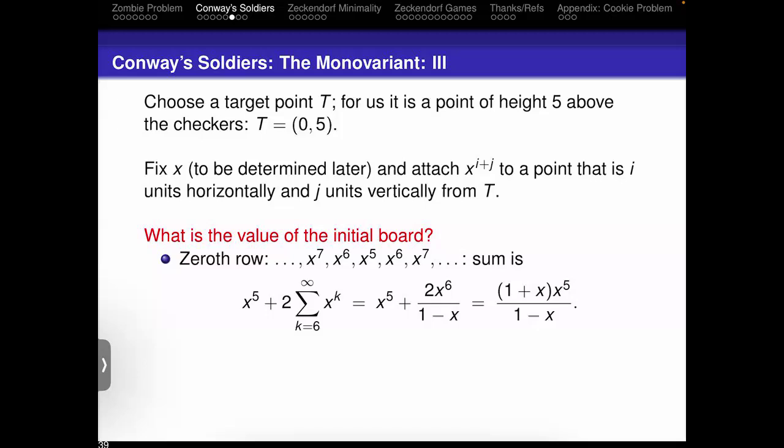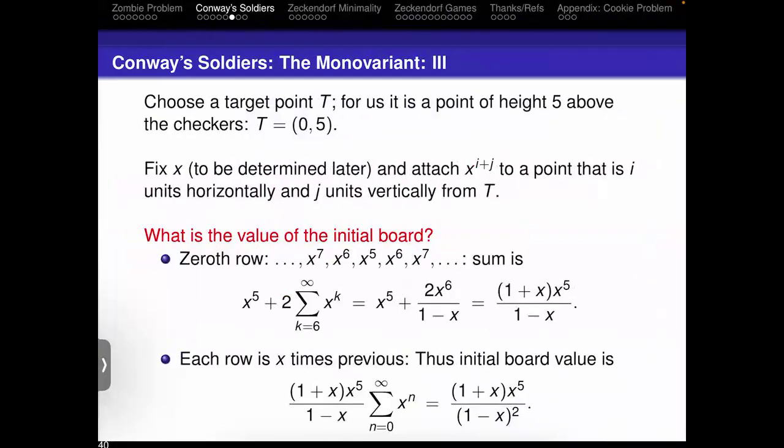It's just going to be the 0th row times x. And what about the negative second row? What will that be? Negative first row times x, or the 0th row times x squared. And so what we see is each row is just x times the previous, so we get another geometric series.